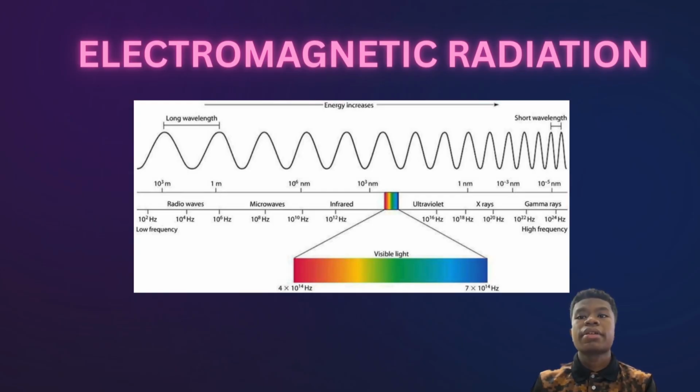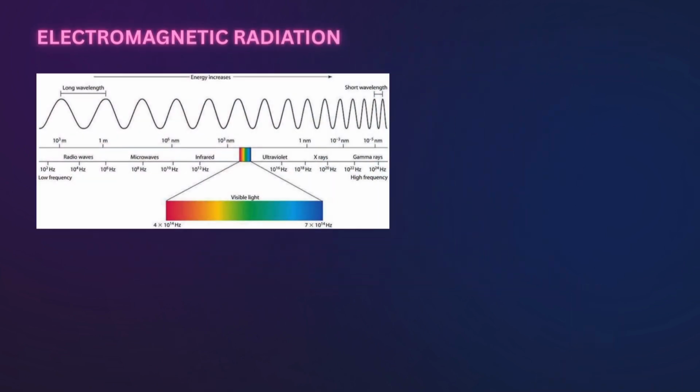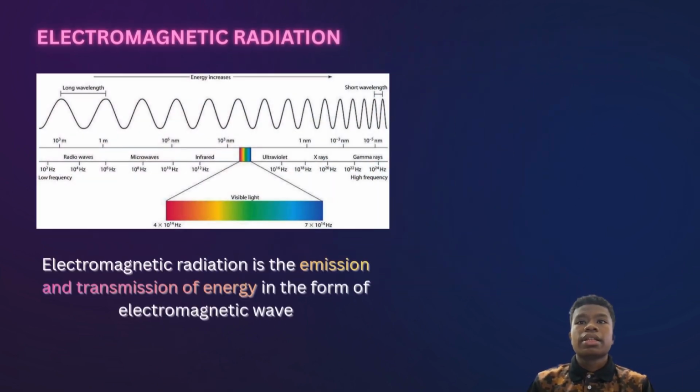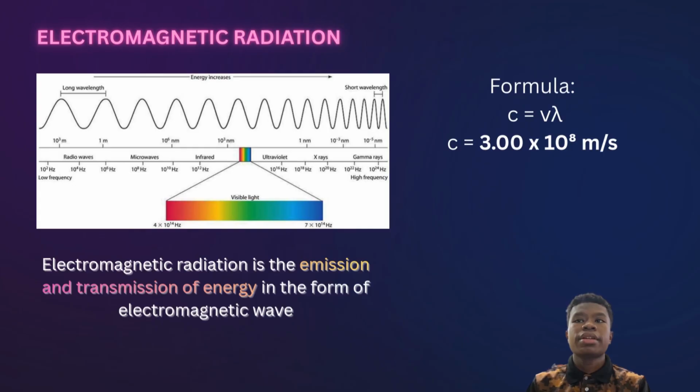And then we have electromagnetic radiation. Electromagnetic radiation is the emission and transmission of energy in the form of electromagnetic waves. The formula given is c equals v lambda.